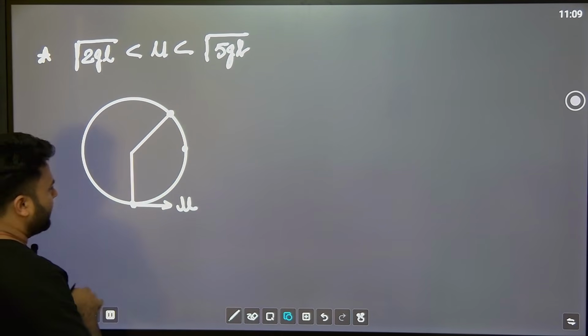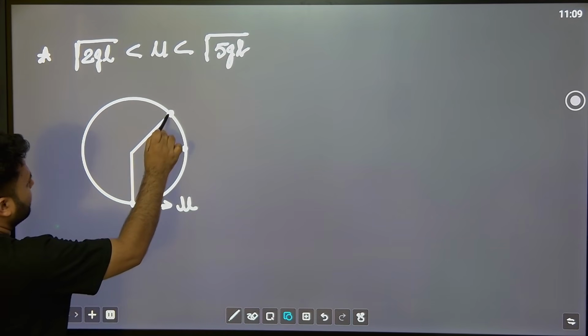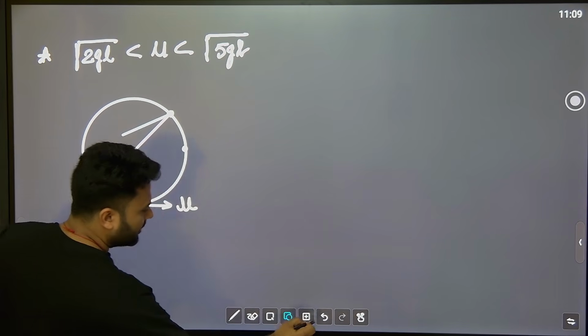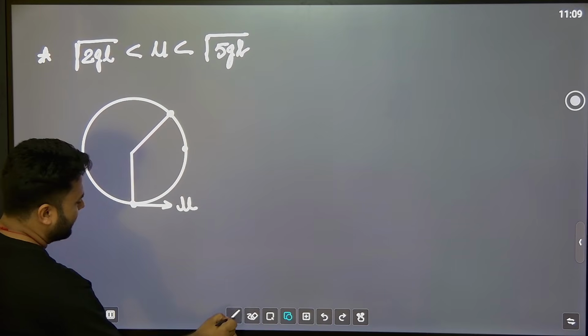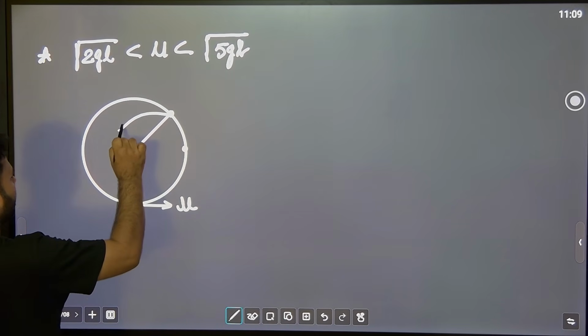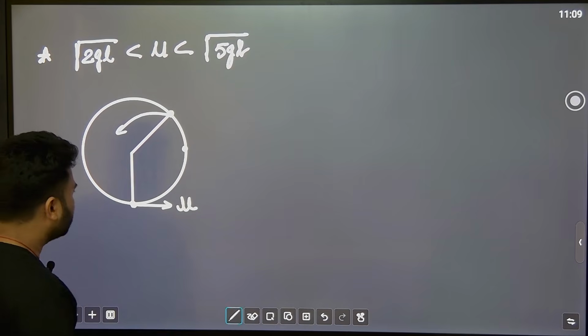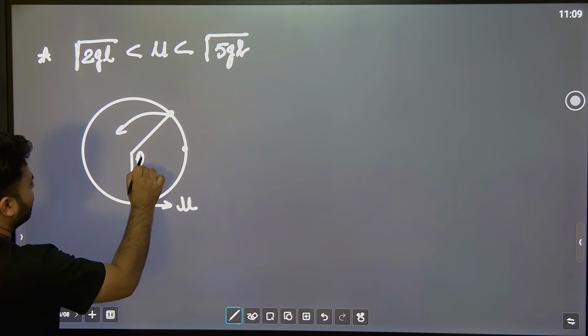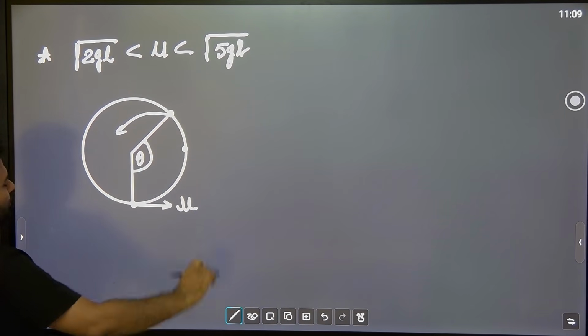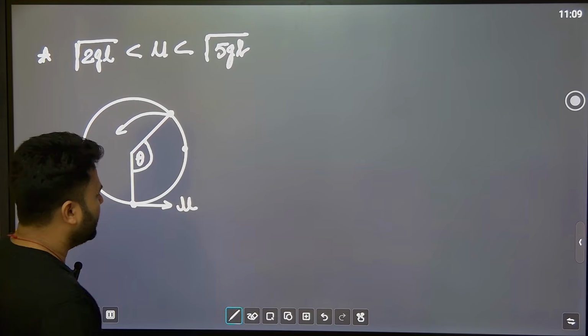It will fall. So the string will become slack, and this ball will fall like this. So sometimes they ask what is the angle theta, how much angle theta it will go. So it is very easy.